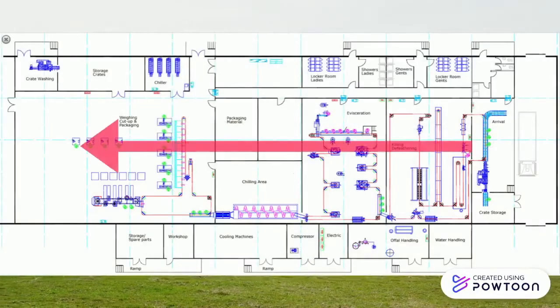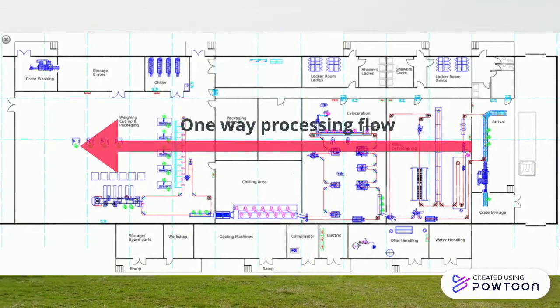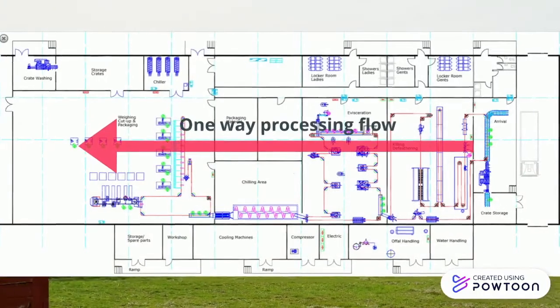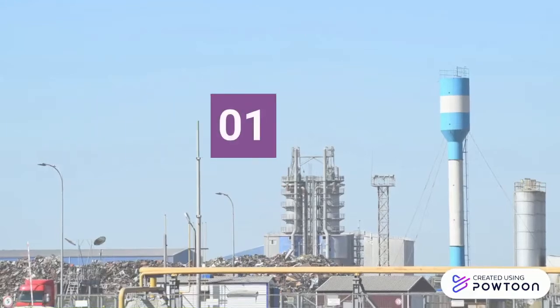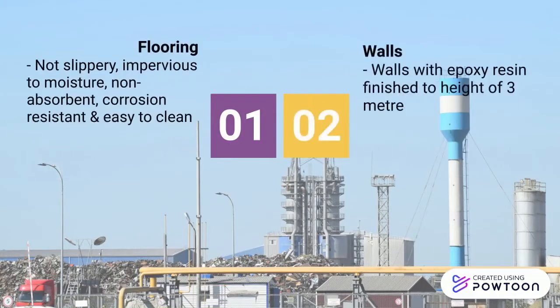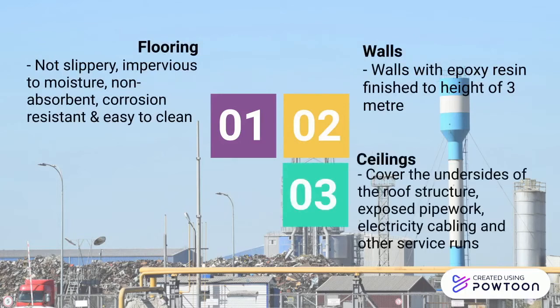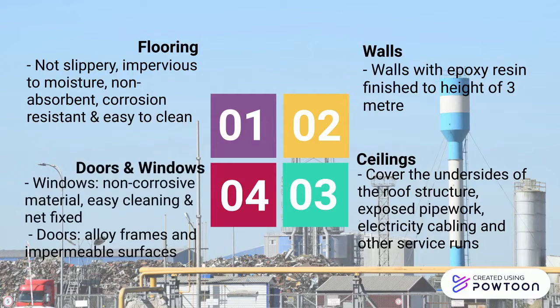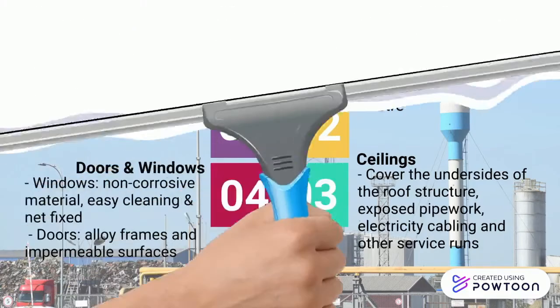The purpose of one-way processing flow is to reduce contamination. Positive airflow can minimize airborne bacteria and mold spore. In addition, the flooring in processing area must be impervious to moisture. The walls are finished with epoxy resin to the height of 3 meters. The ceiling covers the underside of roof structure. Lastly, windows are encased with net fix while the doors have alloy frames and impermeable surface.